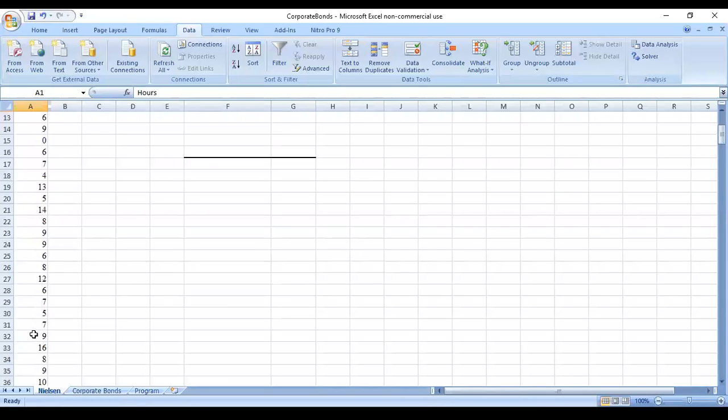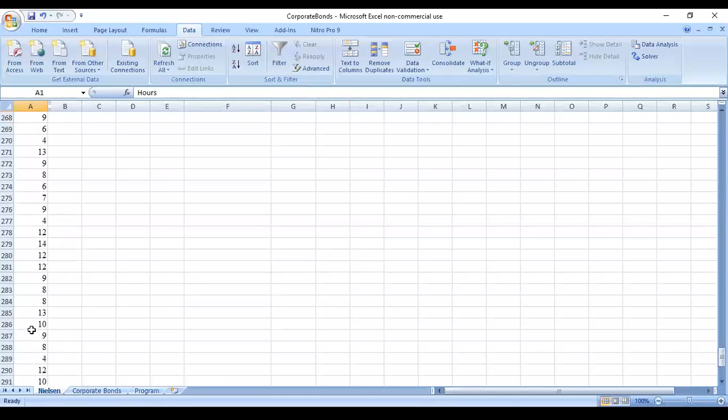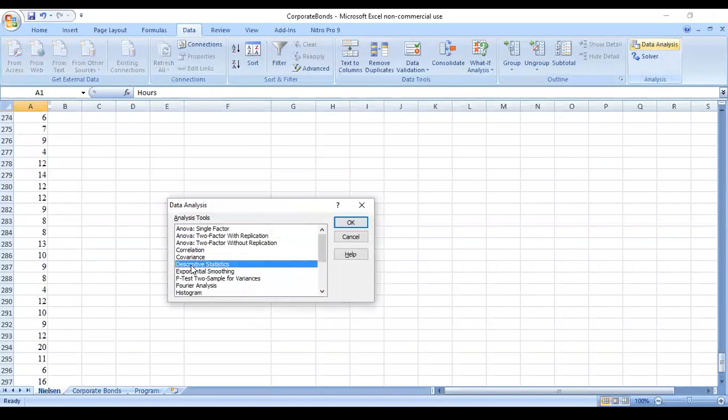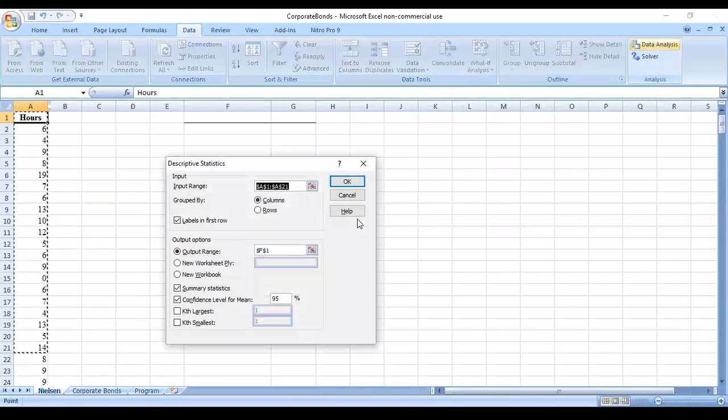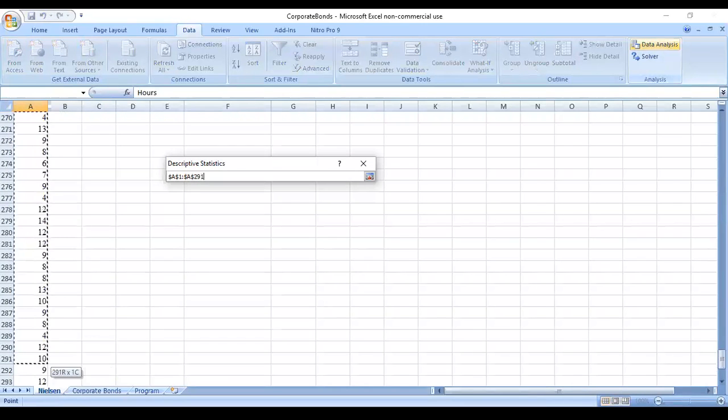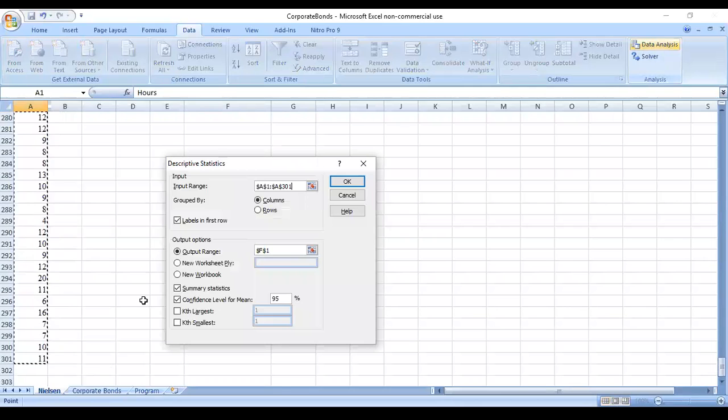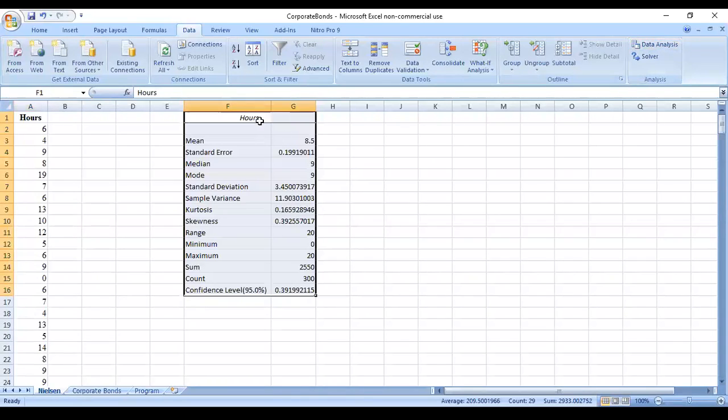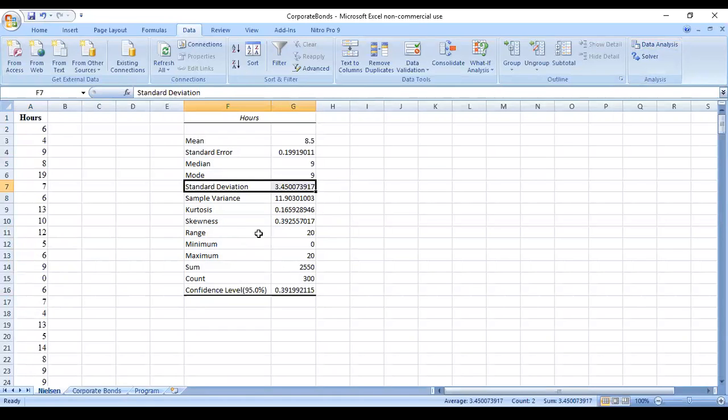So this is our data, and we have quite a few data points. To do this, I'm just going to use the data analysis and descriptive statistics. We basically have to include that whole column of data, and we'll put the output there, with summary statistics. Okay, so that should work. So we have a mean of 8.5. We have a standard deviation, but we don't worry about that because we have the population standard deviation already known. So really all we need is the mean of 8.5.